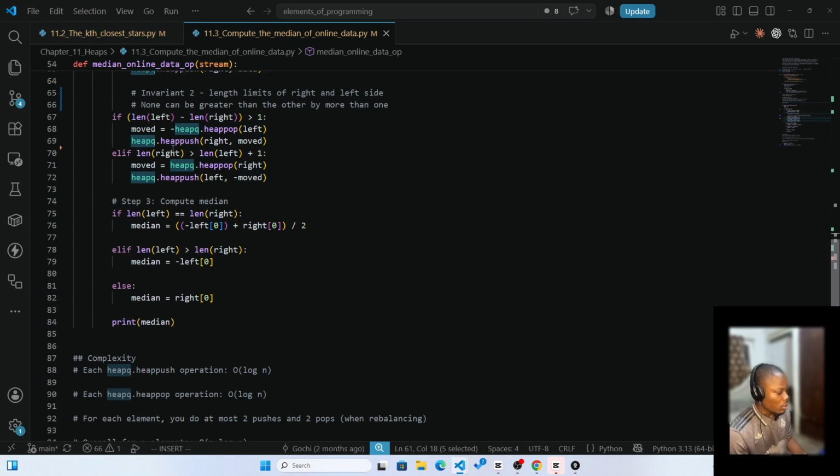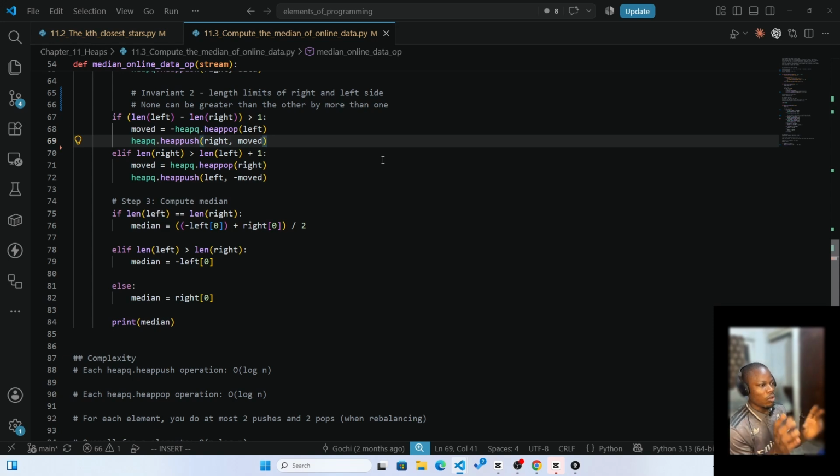But just to stick to business, we go to the second invariant, which says the length limits of the left and the right side. So none can be greater than the other by more than one. We are saying that when we have these two heaps, the heap on the left and the heap on the right, a condition that must hold for this to be able to solve a median is the fact that none can be greater than the other one by more than one. So once one heap is greater than the other one by two, then there needs to be an adjustment.